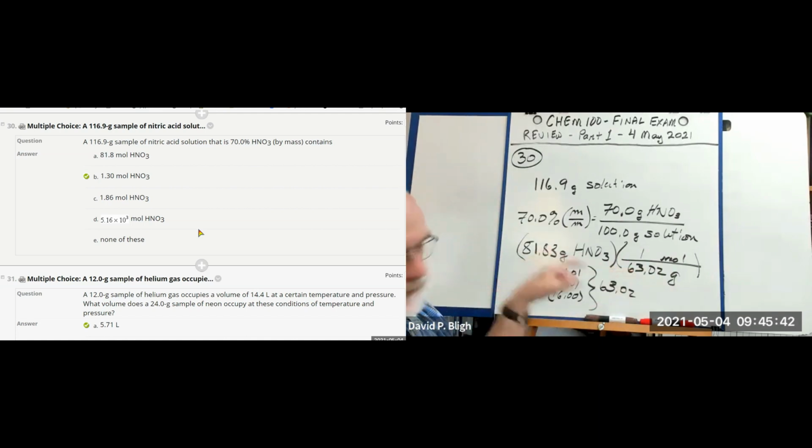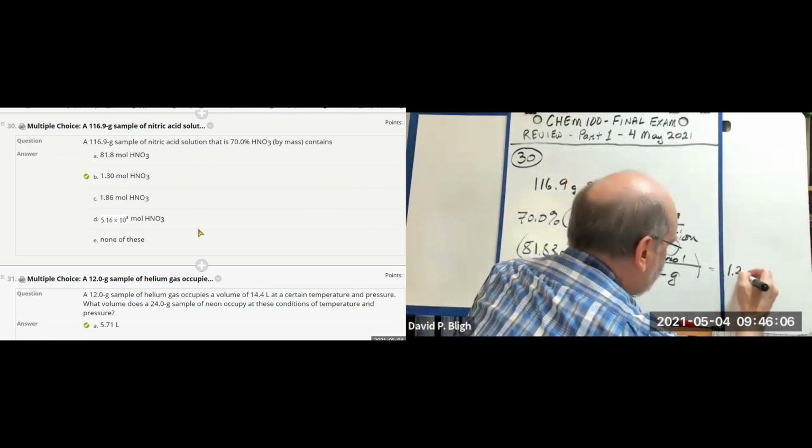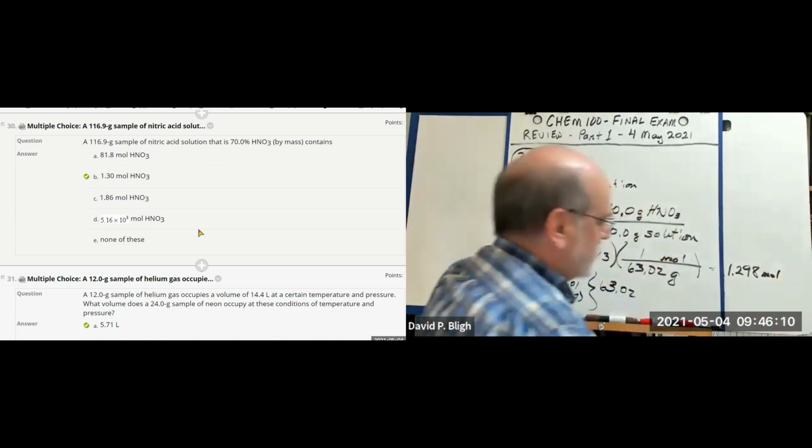So we divide 63.02 into 81.83. And just so happens that they're in the proper order in my calculator. I can just hit the divide button. 4 significant figures, 1.298 moles.